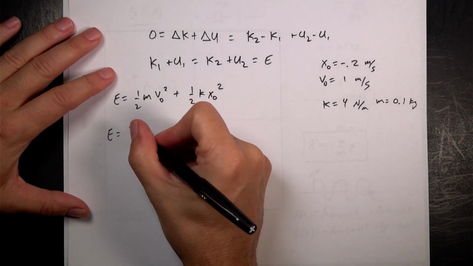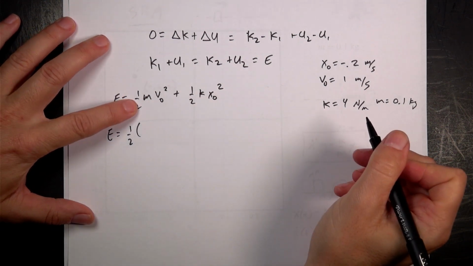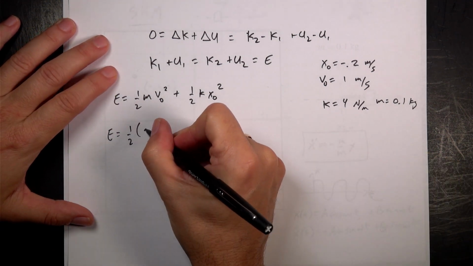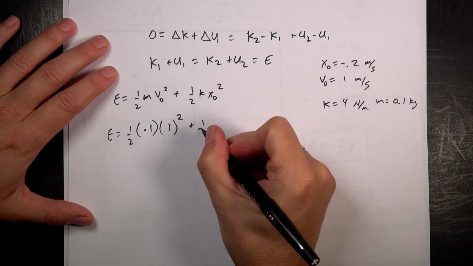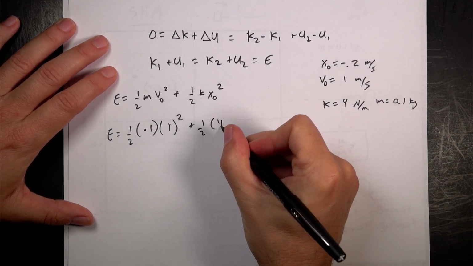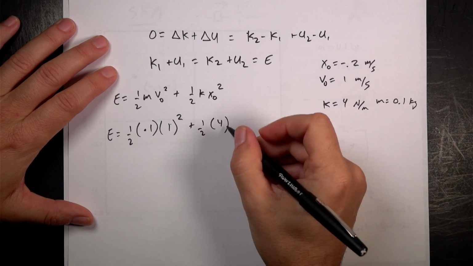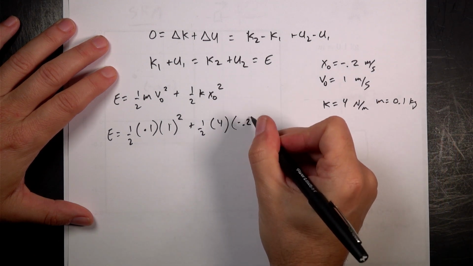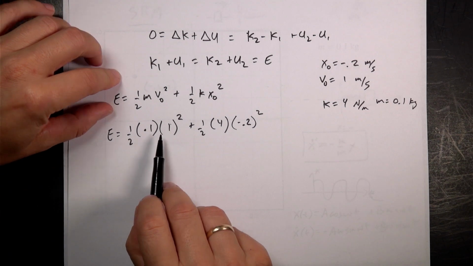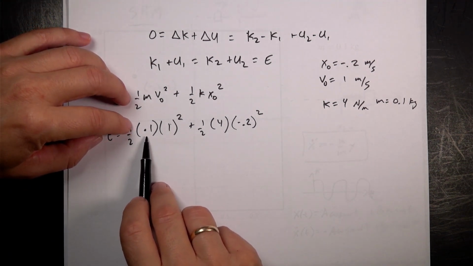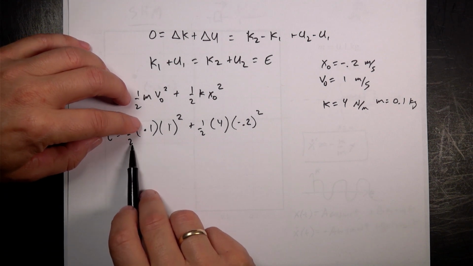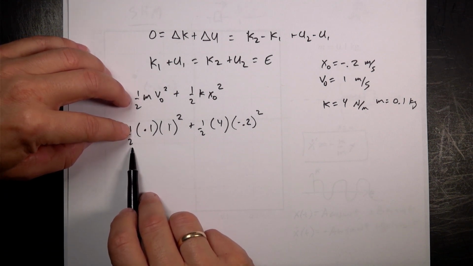E equals 1/2 m v0 squared plus 1/2 k x0 squared. The mass is 0.1. The initial velocity is 1, so 1 squared, plus 1/2 times 4 times the initial position of negative 0.2 squared. Okay, so right here I get 1 times 0.1 is 0.1, so that's going to be 0.5.